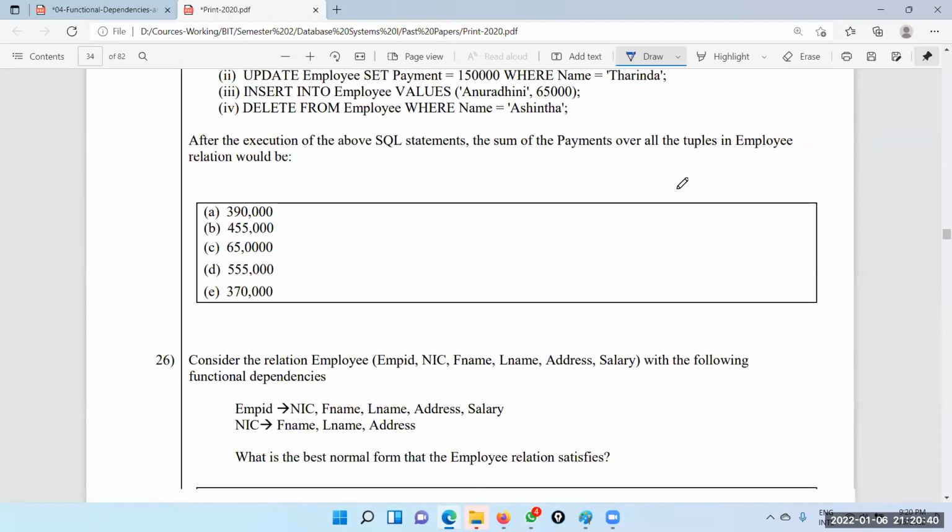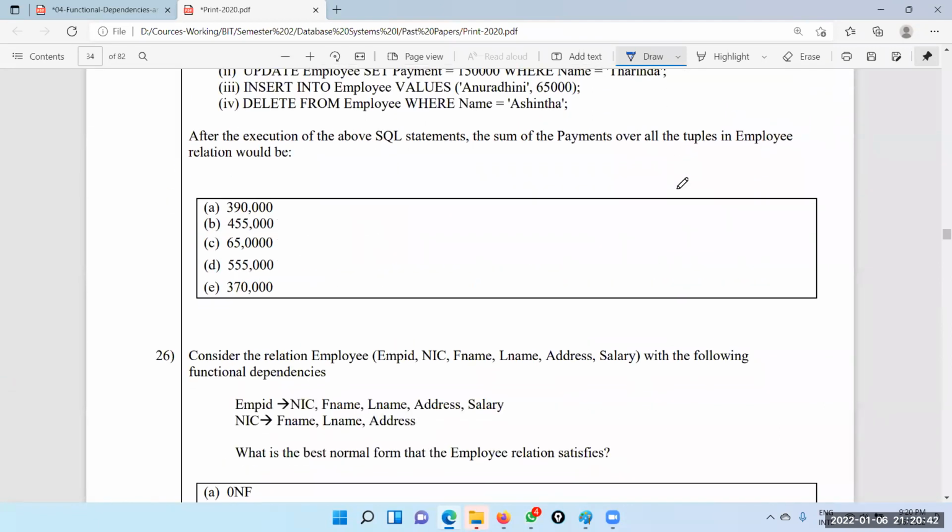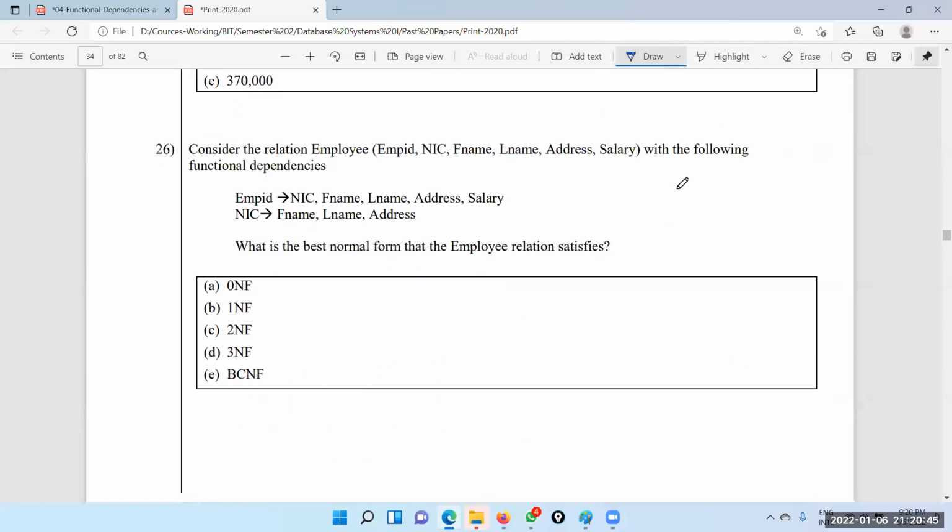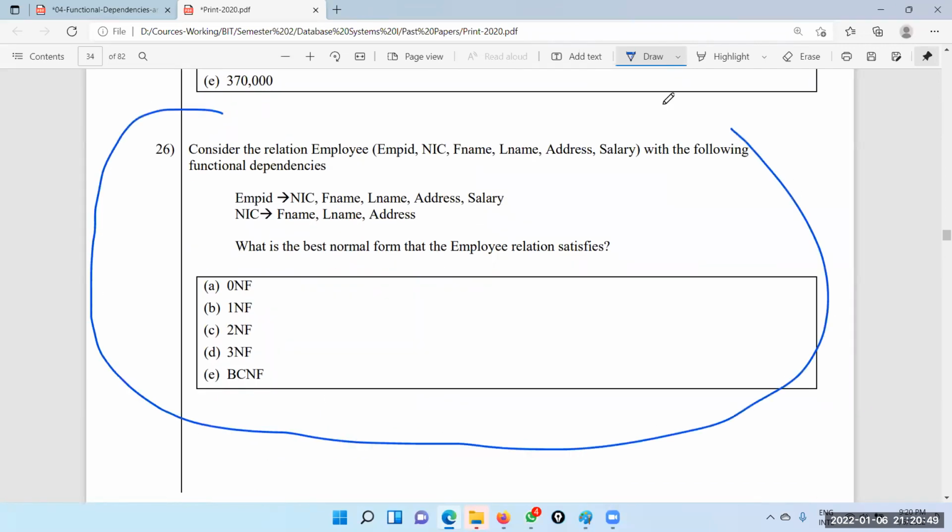Lot of questions from SQL. Okay, so 26. Do this. Just pay attention to the rules in first normal form, second normal form, third normal form. Usually you don't have to see BCNF, but you can just look at the BCNF as well. And you have to check what is the normal form this relation is in?